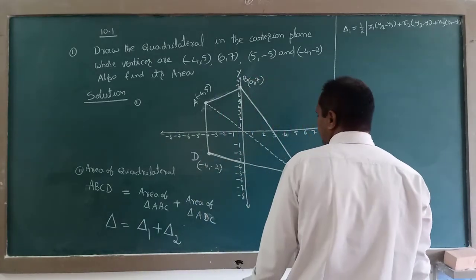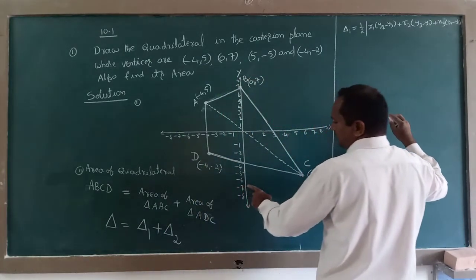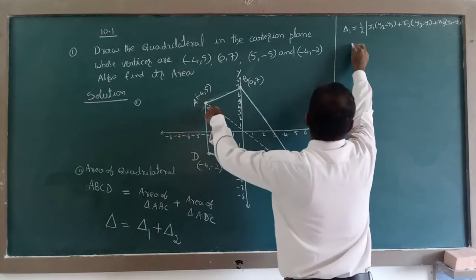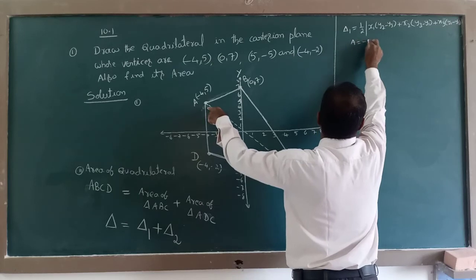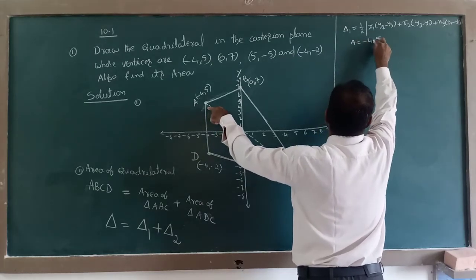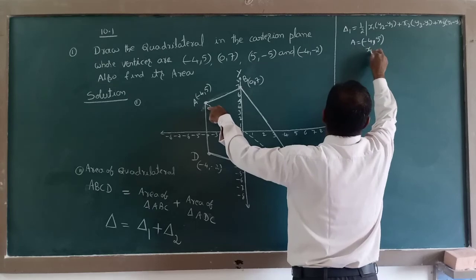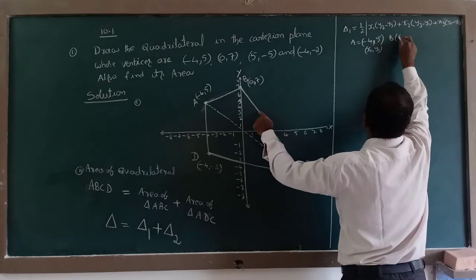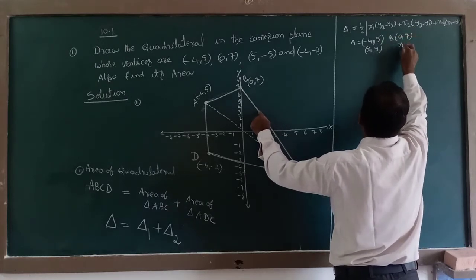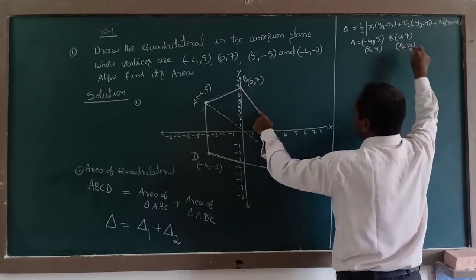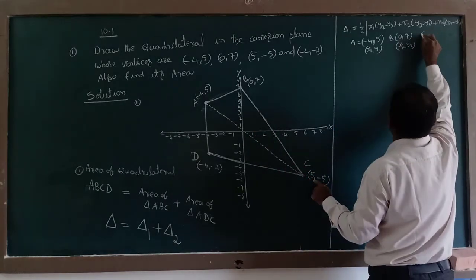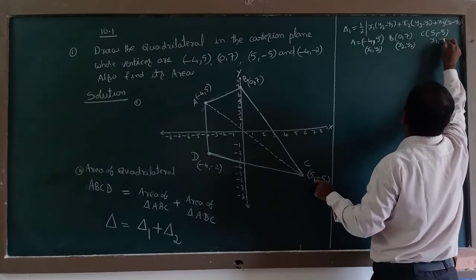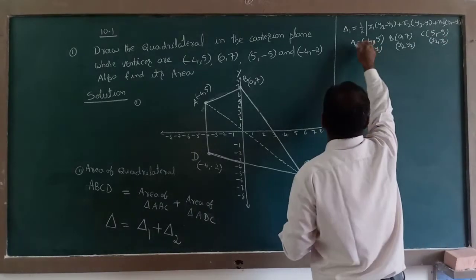Now in this case, delta 1 belongs to triangle ABC, where A is (minus 4, 5), which we consider as x1, y1. B is (0, 7), which we consider as x2, y2. C is (5, minus 5), which we consider as x3, y3. Substitute all the values here.